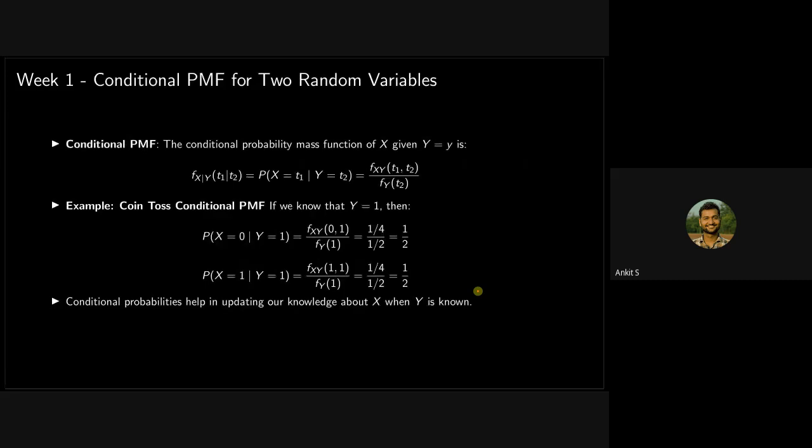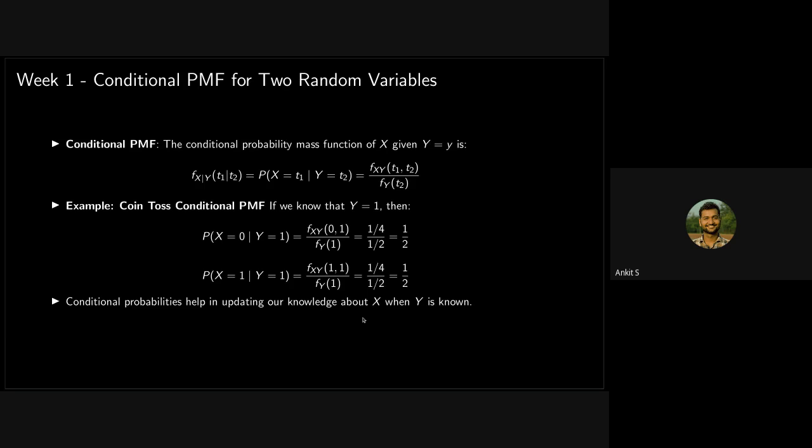Then we have some discussions about conditional PMF for two random variables. We have already seen what a conditional probability is. Conditional probability means calculating the probability of some event given that some other event has already happened. We have already seen how to calculate this in the case of a single random variable. But how do you calculate this when two random variables are involved?